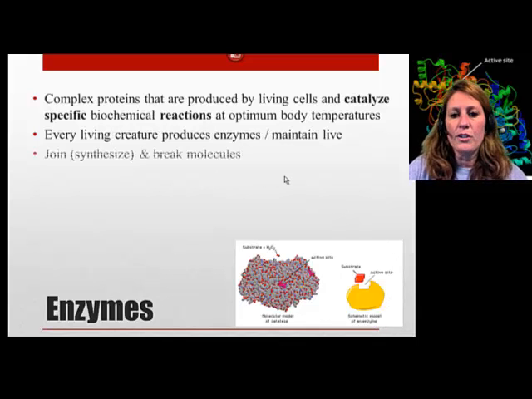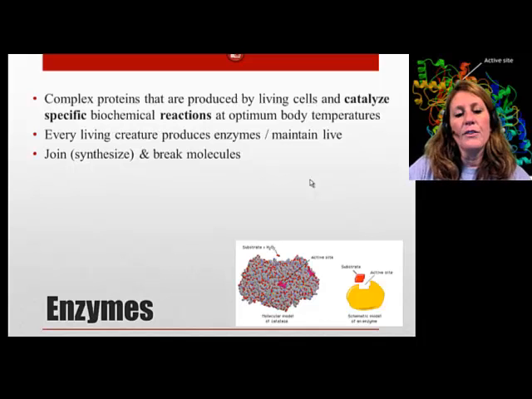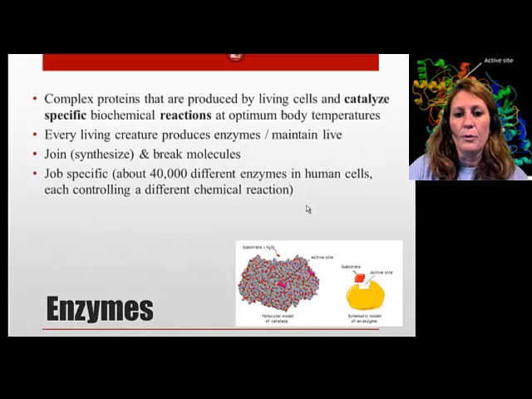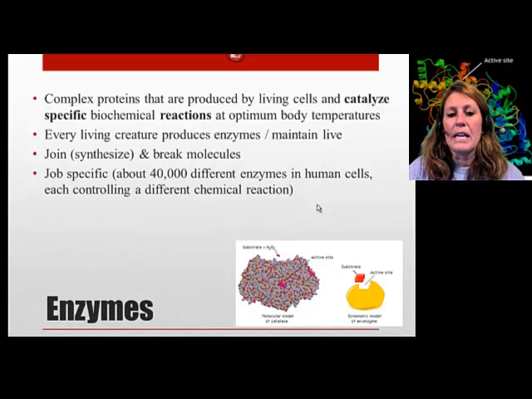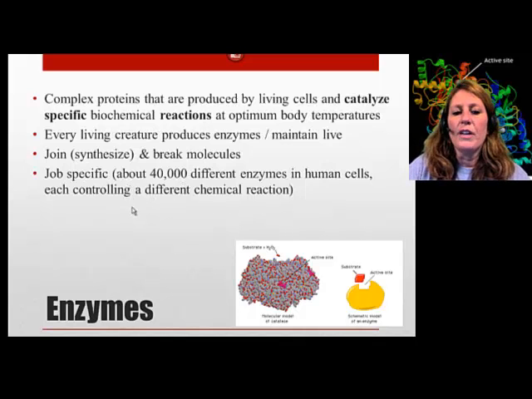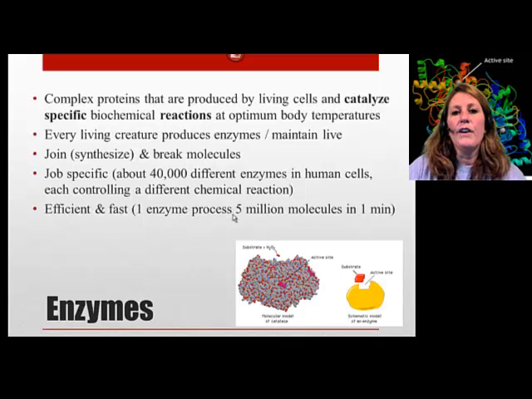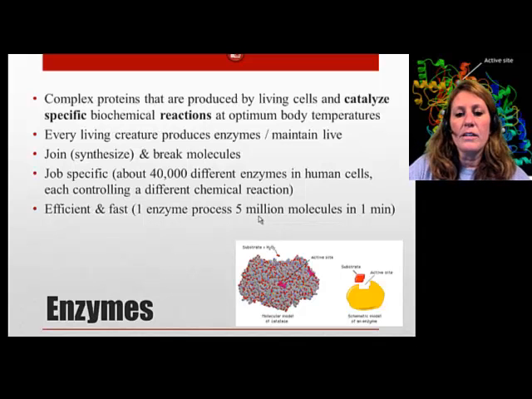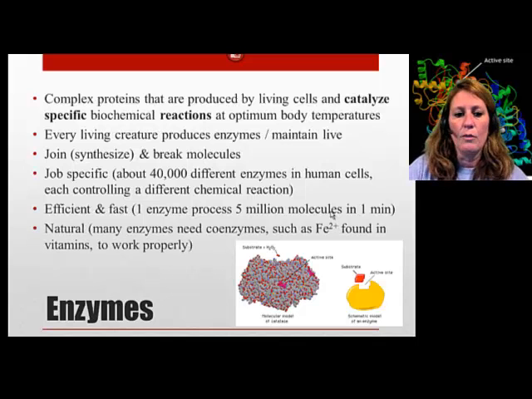So every living creature produces enzymes, and it will either synthesize, which means to make a molecule, or it will break a molecule. Now, I'm not going to ask you questions on how many different enzymes are in each human cell, but just to show you that each enzyme, as many as there are, has a particular function, and they do that function over and over again. And they're very efficient because that's the only job they do. So one enzyme can process 5 million molecules in a single minute. So it's running all the time, 24/7, doing the same job over and over.